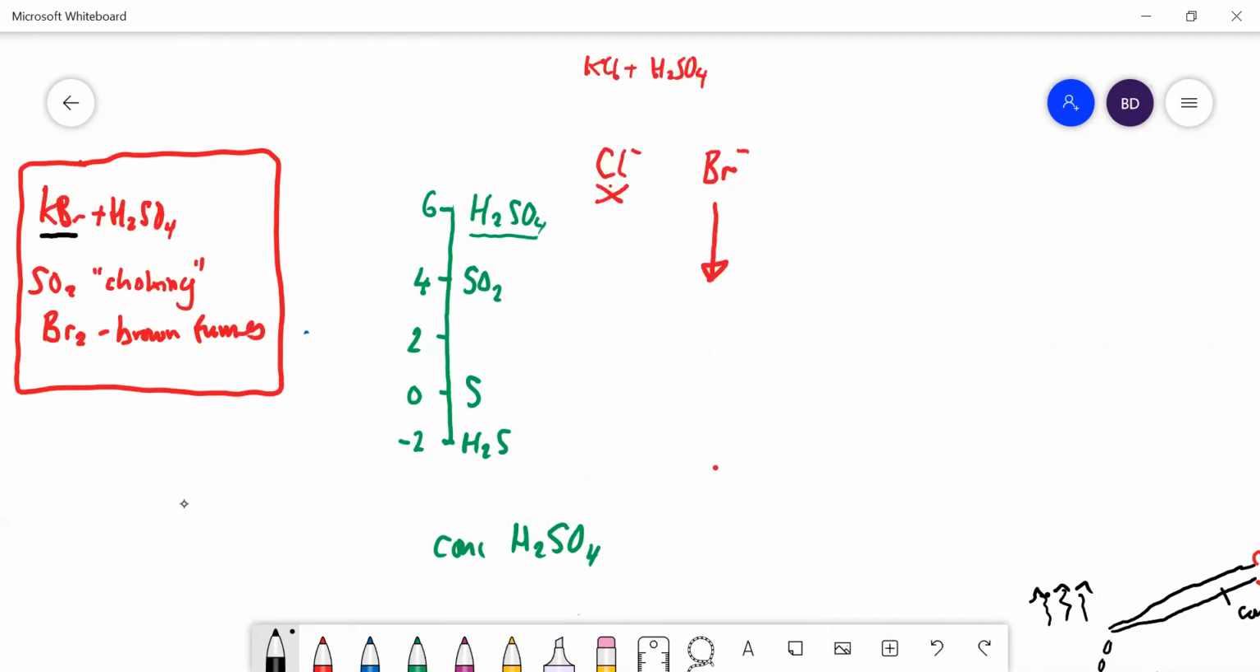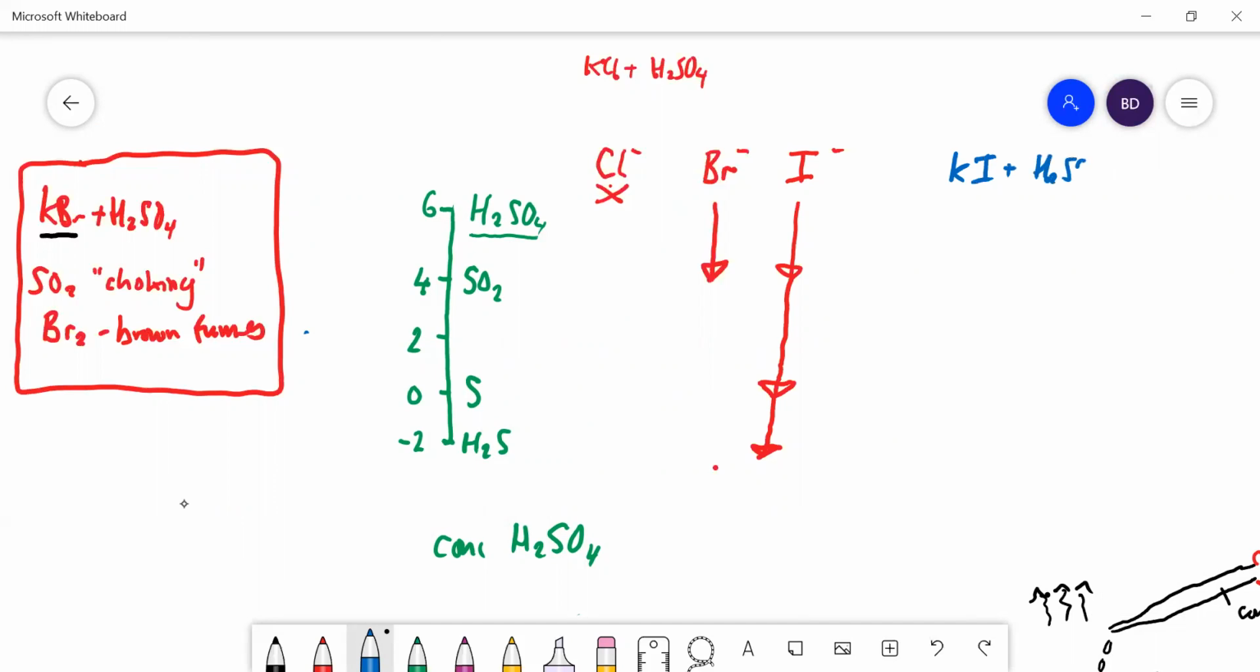Let's see what's going to happen with iodide. Okay, so I'm going to add some iodide there. And iodide is a better reducing agent than bromide, and it can reduce it to SO2, so you get some choking fumes of that. But it can also reduce it even more down to sulfur, which is a yellow solid. So you get a bit of yellow solid on your watch glass, sorry. And also it will reduce it down to H2S, which smells of rotten eggs. So I'm going to do that in a different color.